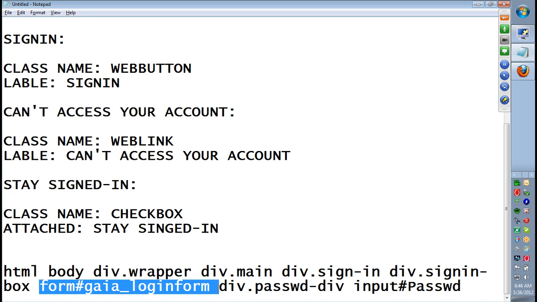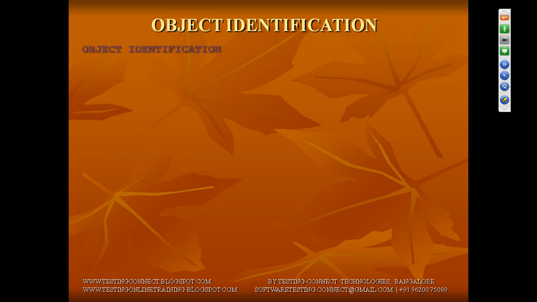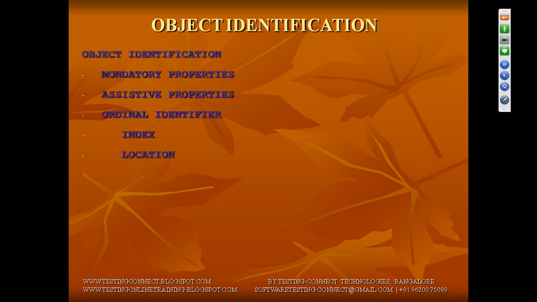The best approach is Cascading Style Sheet, but mostly people follow XPath for identifying any of the objects. Even the cascading one is huge, this is very huge, right? So that's why people go for XPath. So this is nothing but XPath and CSS. In the latest version of QTP, like QTP 11, they came up with XPath and CSS.